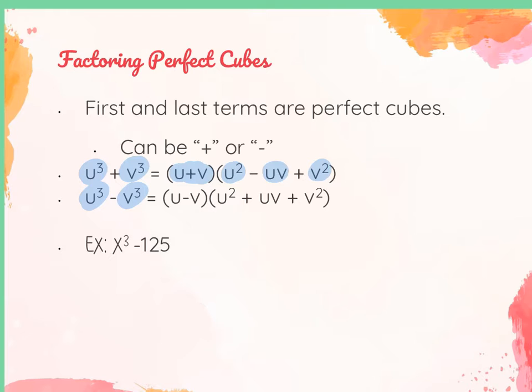And then we'll talk about signs in a minute. Same thing for here. First cube root, second cube root, square the first one, it goes first. Square the last one, it goes last. Put the product in the middle. And then the signs: if it's plus, then it's plus, minus, plus. If it's minus, it's minus, plus, plus.